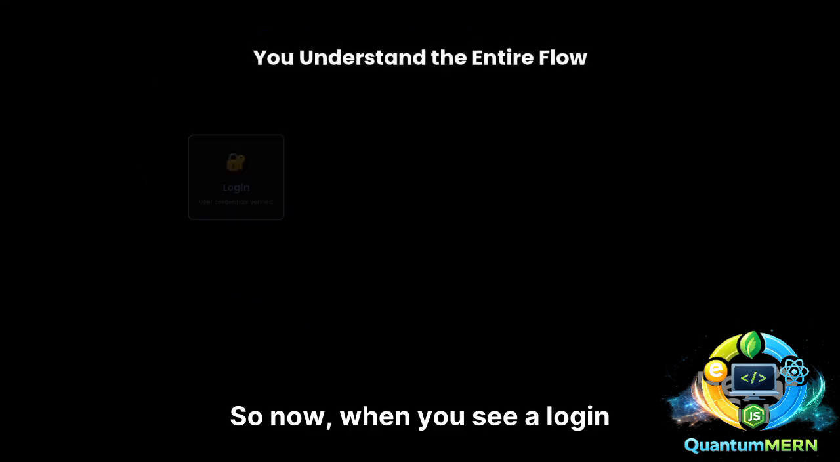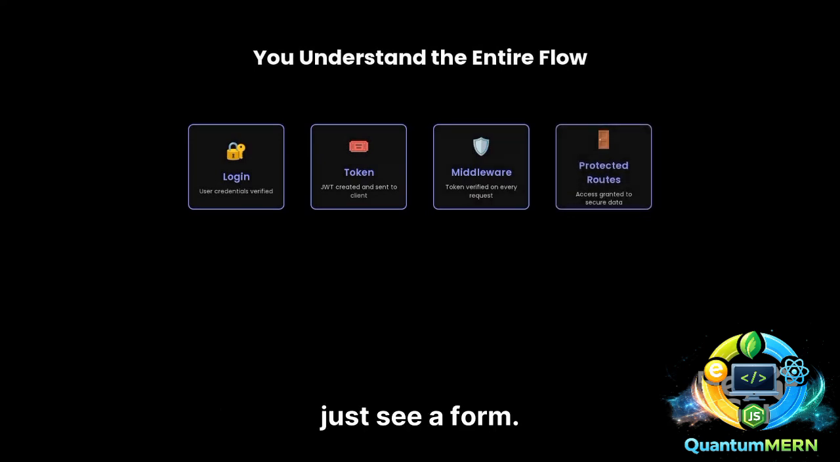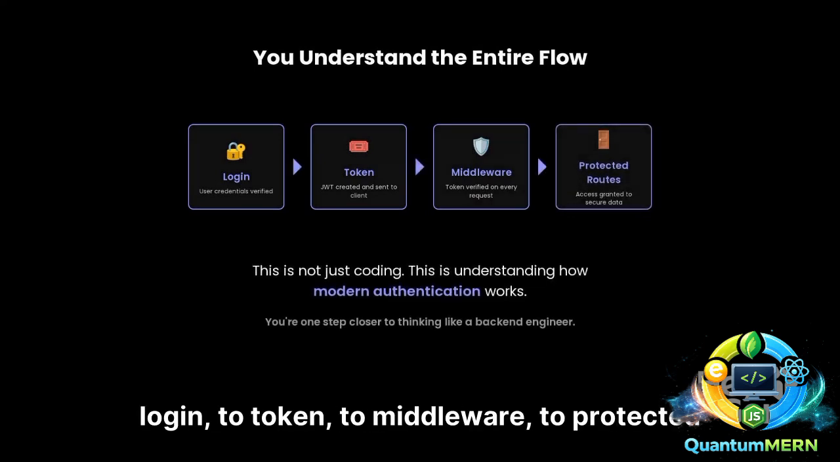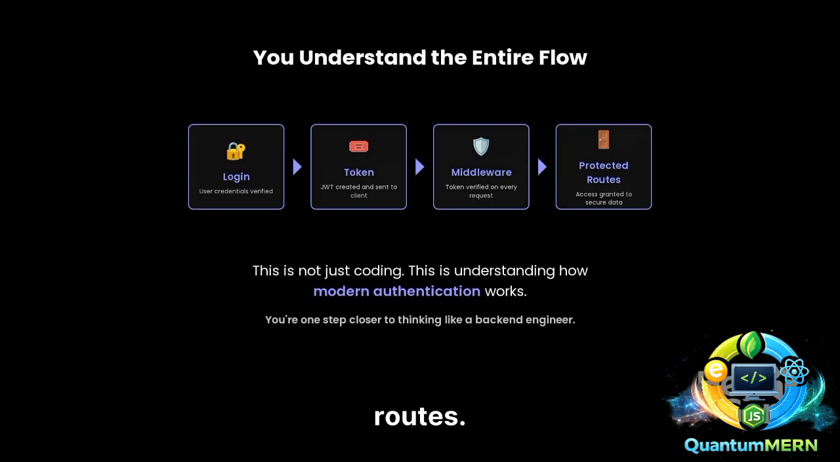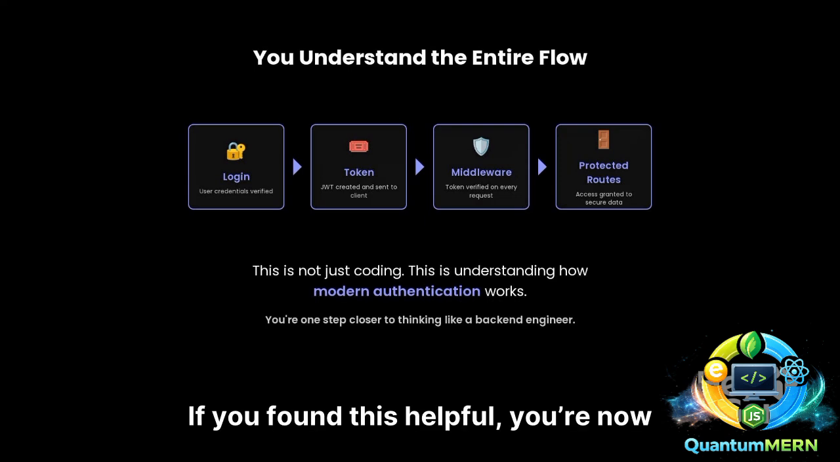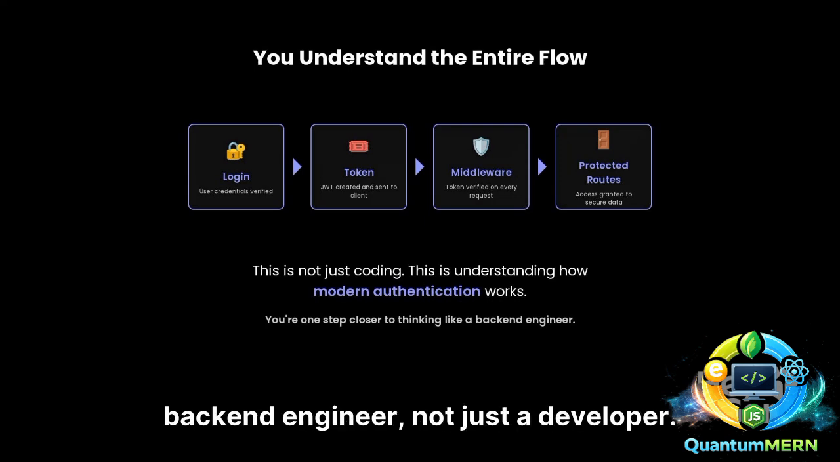So now, when you see a login system in any MERN project, you won't just see a form. You'll understand the entire flow from login to token to middleware to protected routes. This is not just coding. This is understanding how modern authentication works. If you found this helpful, you're now one step closer to thinking like a backend engineer, not just a developer.